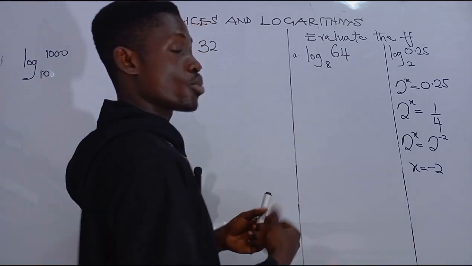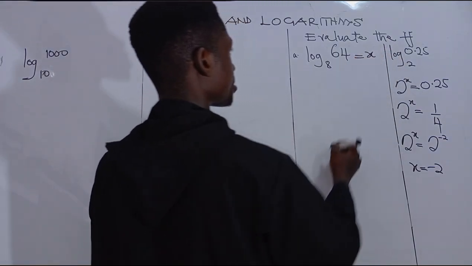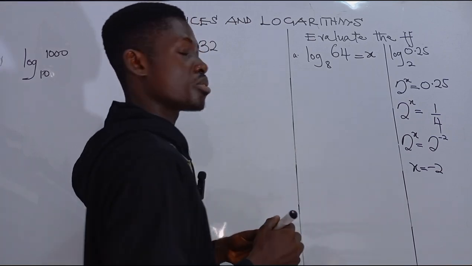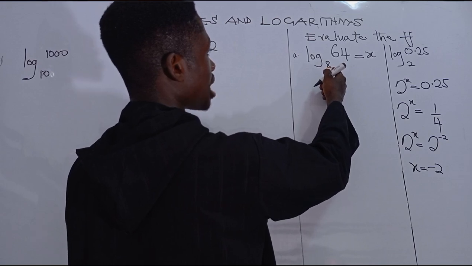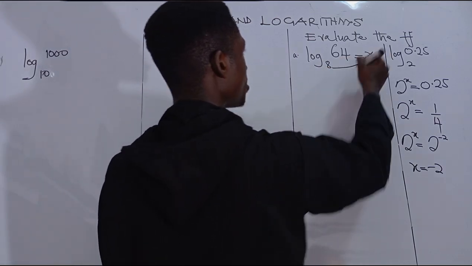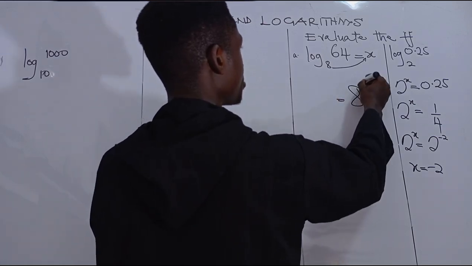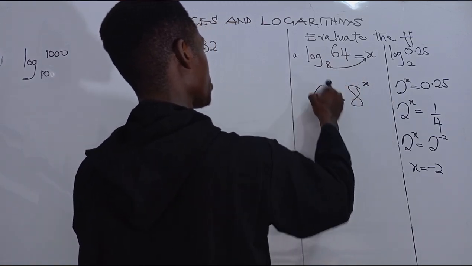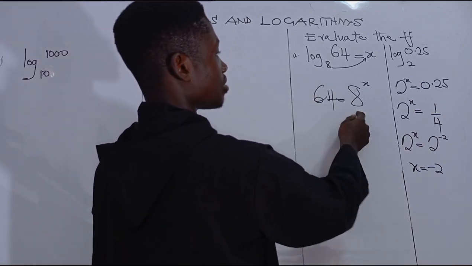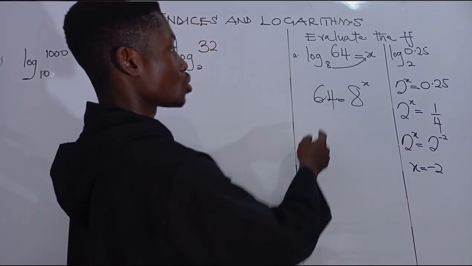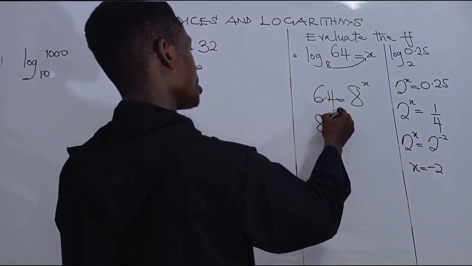So with this, we can equate it to any variable at all. So let's say the variable x. Once we have this, we are going to convert it into an exponential form. So the base of the logarithm will move and become the base of the x. So we have 8 raised to the power x. We are left with what? 64. Now I want the bases on either side of the equal sign to be the same. So we can rewrite 64 as what? 8 raised to the power 2.